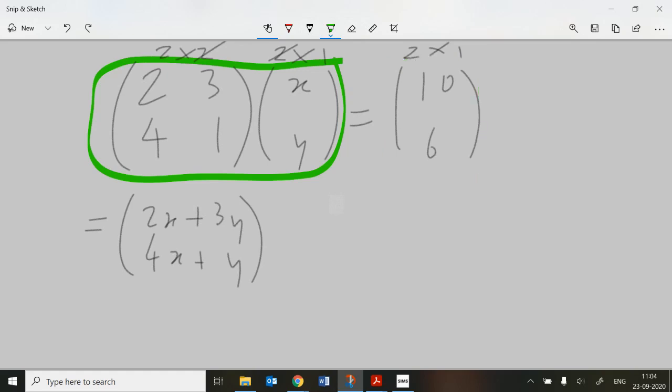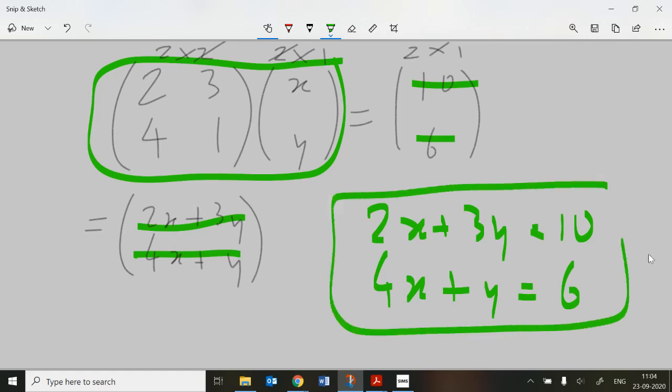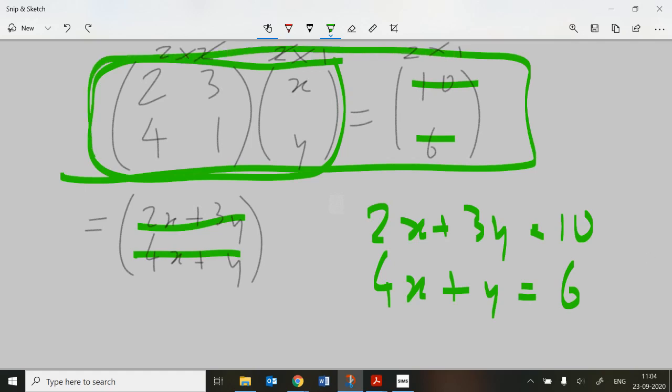So we can say that this must be equal to the 10. So we've got 2x plus 3y equals 10 there. And this must be equal to the 6. So we're getting 4x plus y is equal to 6. So this set of simultaneous equations is exactly the same as this equation set up in terms of matrices.